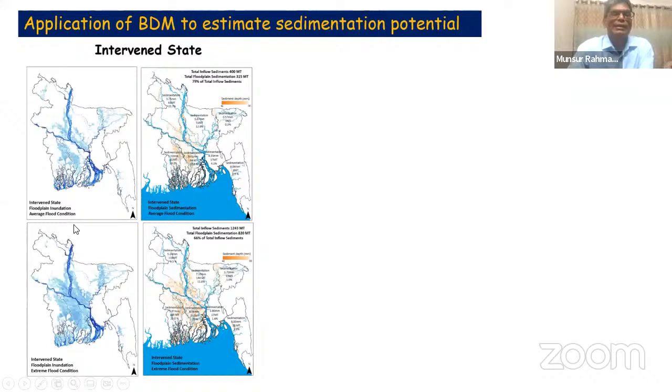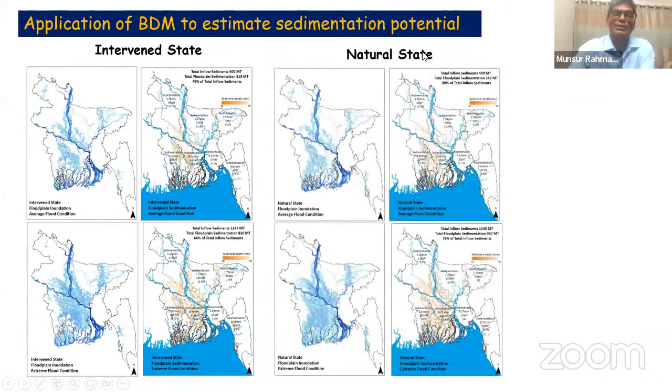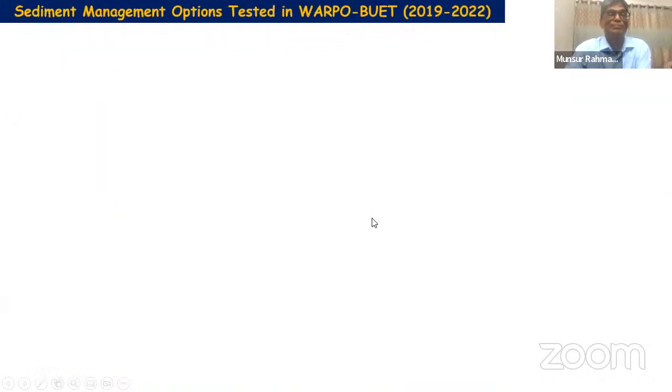So in terms of the applicability of BDM to estimate the sedimentation potential by using different methods, we found that in general the sedimentation potential we can assess in the entire country, in the intervened or present-day condition, and also if we remove the intervention. And then we found, again, a similar kind of conclusion from the Bangladesh Delta Model, that appropriate management is very important inside the corridor.